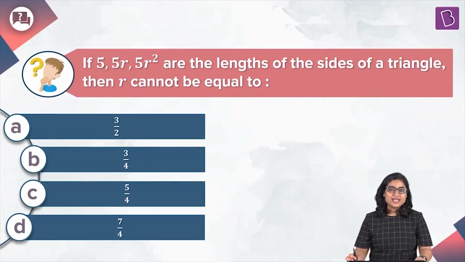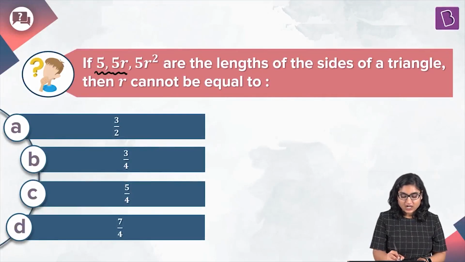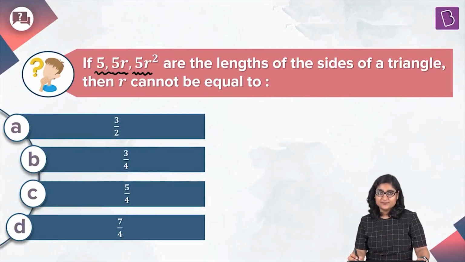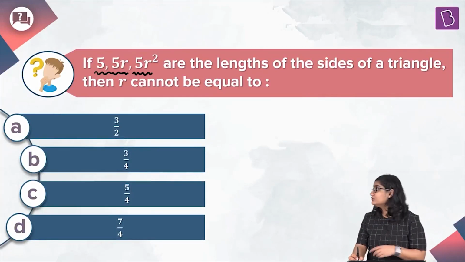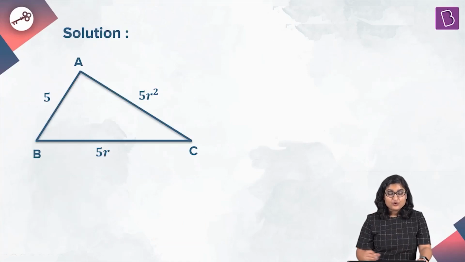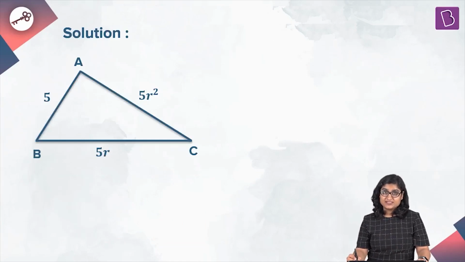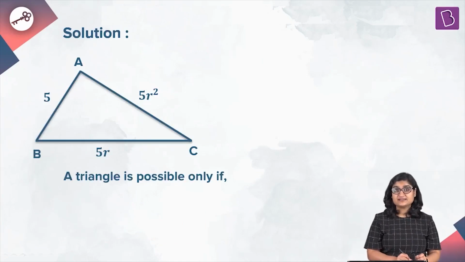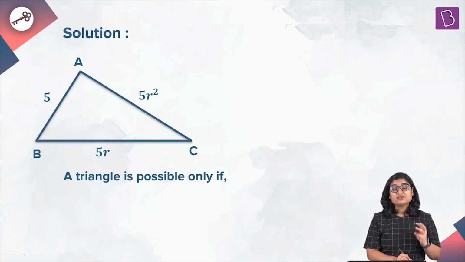So in this question, we have been given that 5, 5r and 5r² are the lengths of the sides of a triangle. Then r cannot be equal to which of these 4 values. All right. So we have to consider a triangle ABC with these lengths. Now a triangle is only possible if the sum of 2 sides is greater than the third side. Now we have 3 possible combinations of the sum of 2 sides.